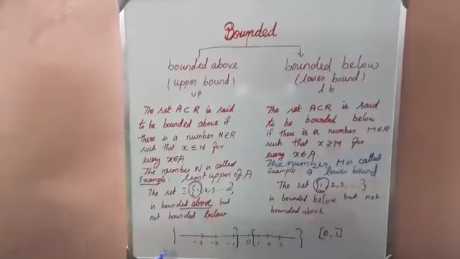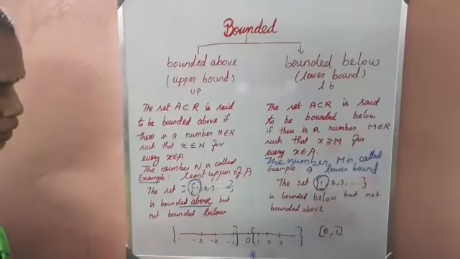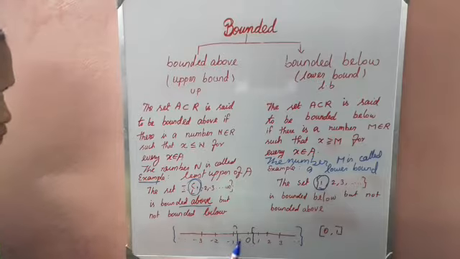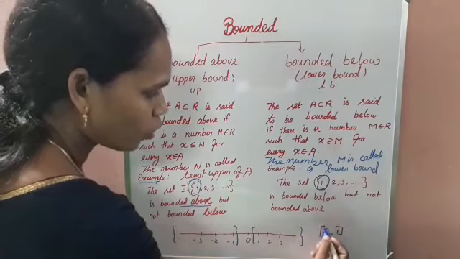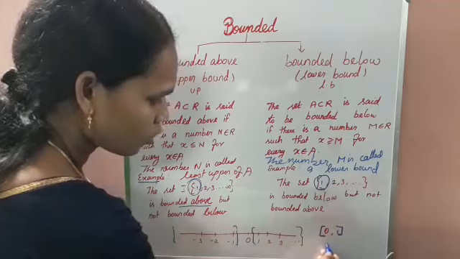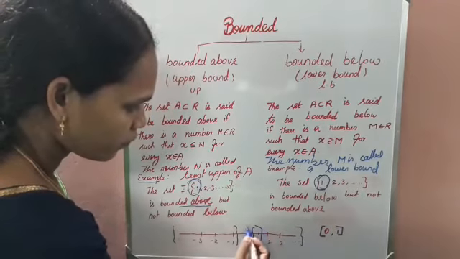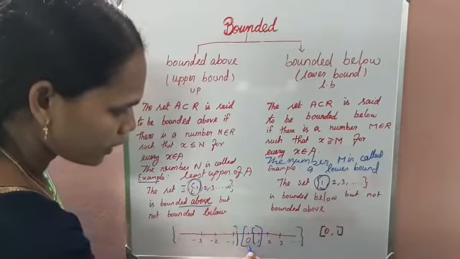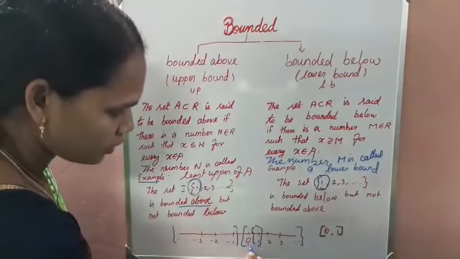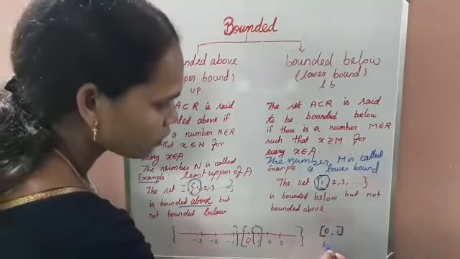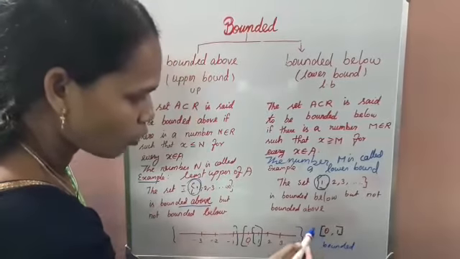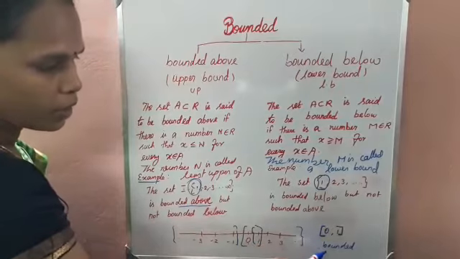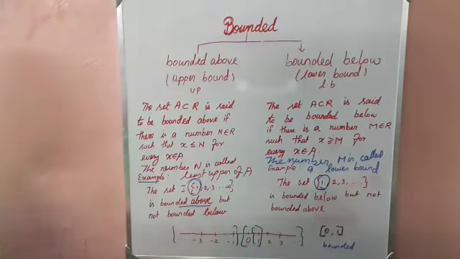See the line segment: the positive integers and negative integers, with an upper bound and a lower bound. Now 0 to 1 is a closed interval. Here the upper bound is 1 and the lower bound is 0, and the interval [0, 1] is a bounded interval. It is bounded because it is bounded above and also bounded below.